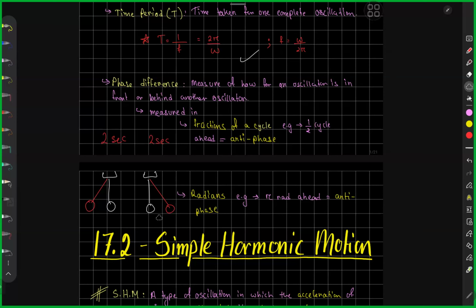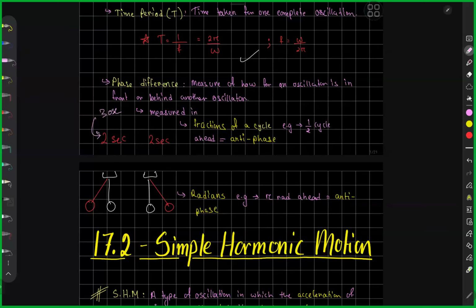For this object, 1 oscillation, 2 oscillation, 3 oscillation. What was the difference in these two cases? Both completed 3 oscillations in 2 seconds. But what was different about these two oscillations? The difference was they were out of phase.